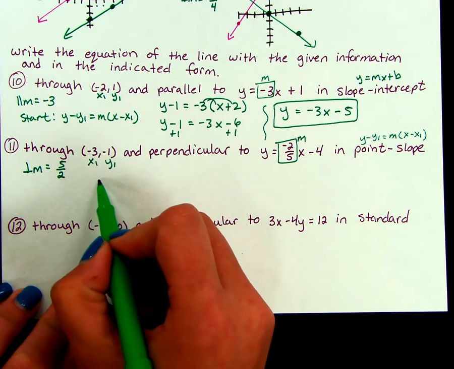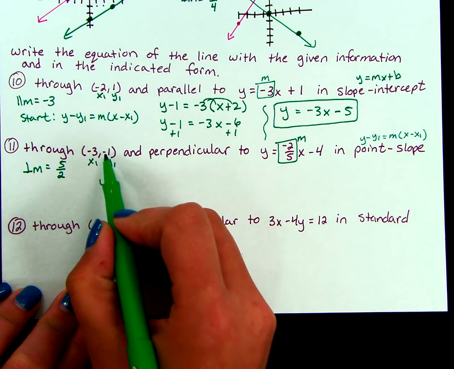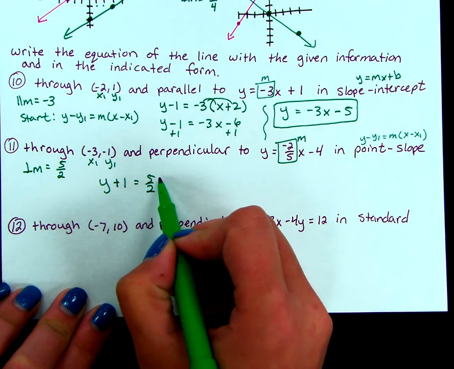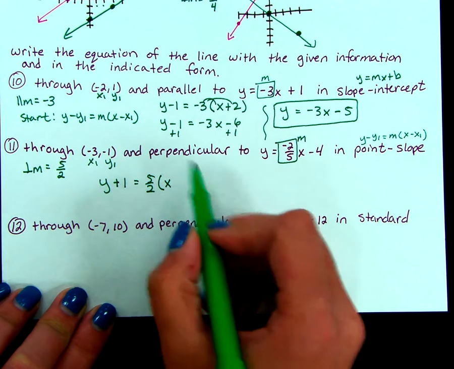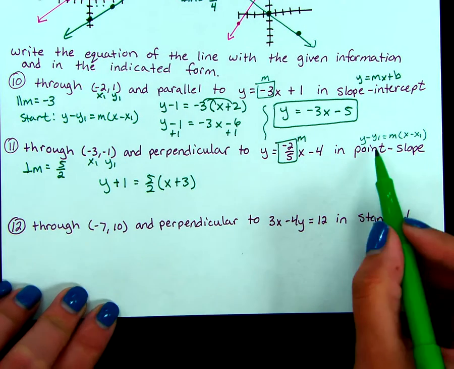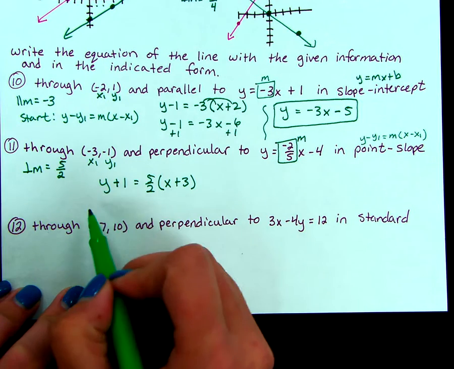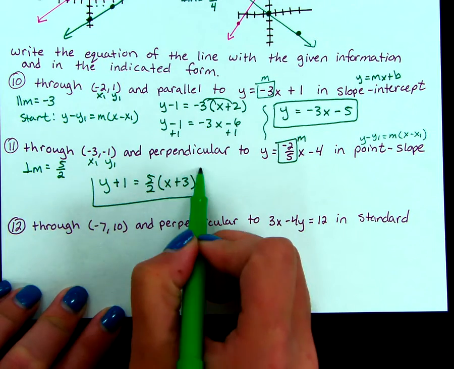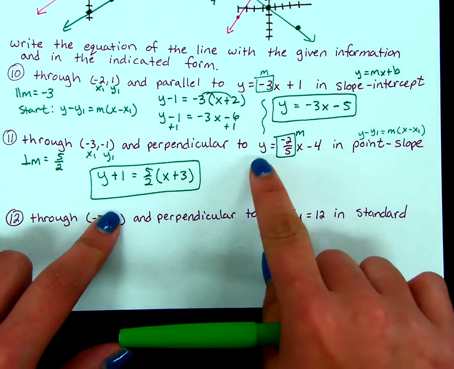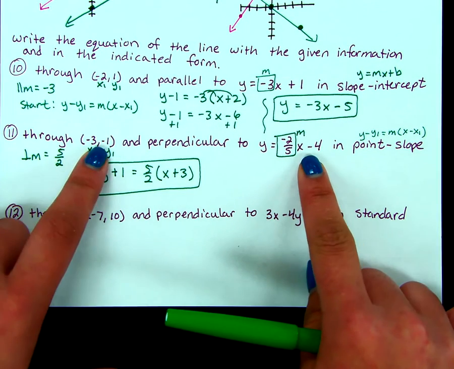So we will have y minus a negative 1, so it becomes plus 1, equals 5 halves times x minus a negative 3, so that's going to become plus 3. And we want it in point slope form, which we are already in, so this is our final answer to this problem. Again, it's perpendicular to this one, and it goes through that point.